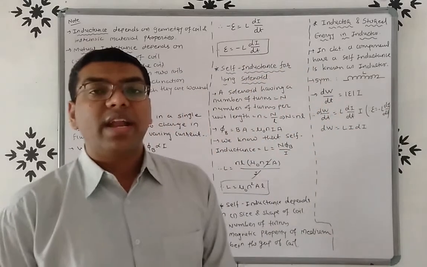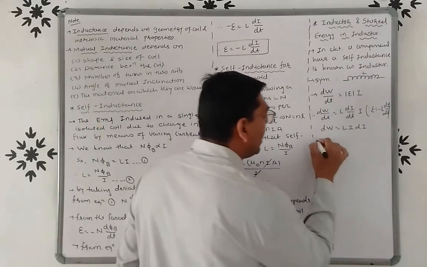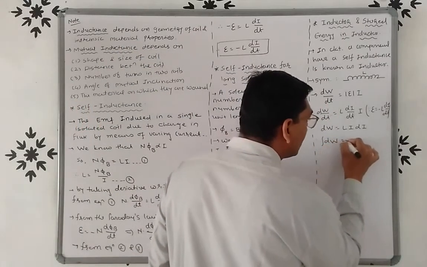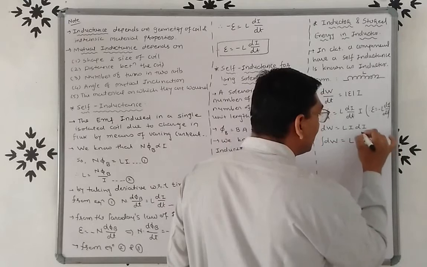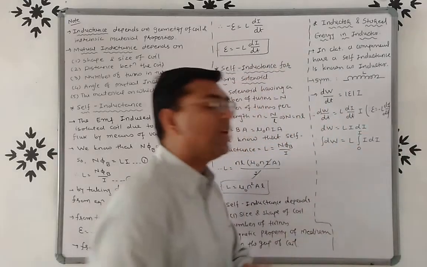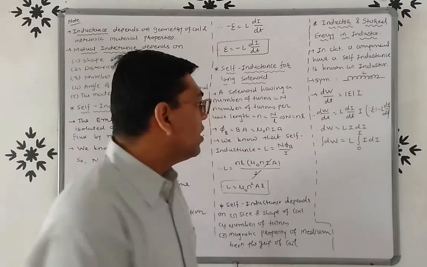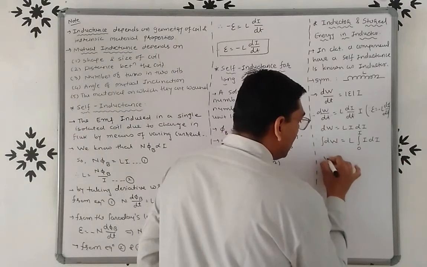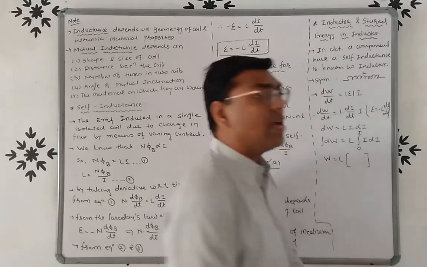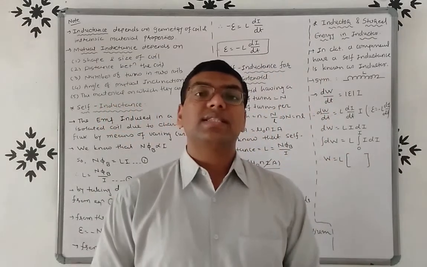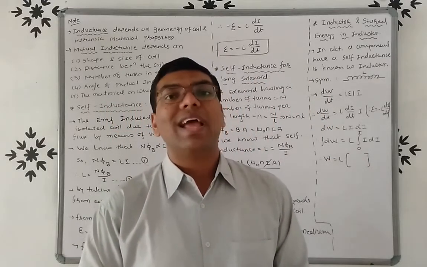Now friends, to find the total work, we have to take integration, right? So the integration of dW is equal to L constant, integration of I di. We have to establish the total current capital I, so we take the limit of current from 0 to capital I. We already know the formula of integration: x raised to n dx equals x raised to n plus 1 upon n plus 1.